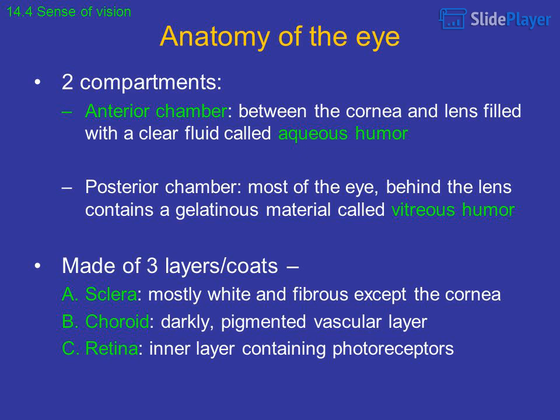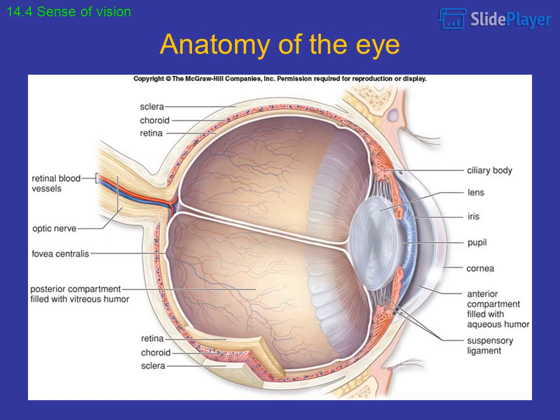Made of 3 layers or coats. Sclera, mostly white and fibrous except the cornea. Choroid, darkly pigmented vascular layer. Retina, inner layer containing photoreceptors.